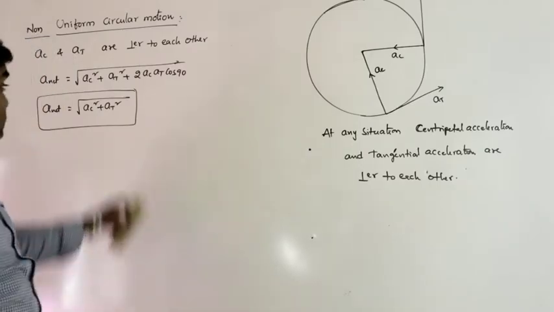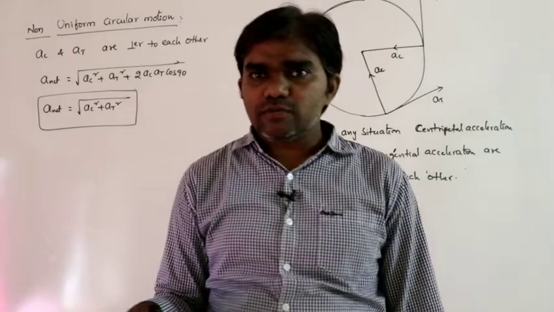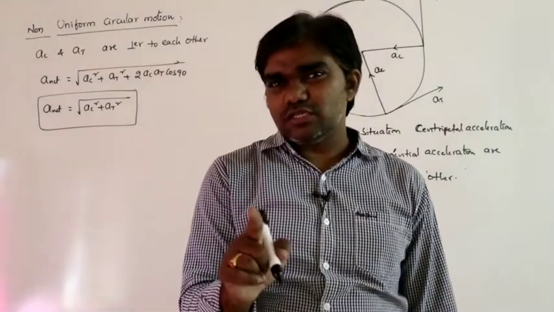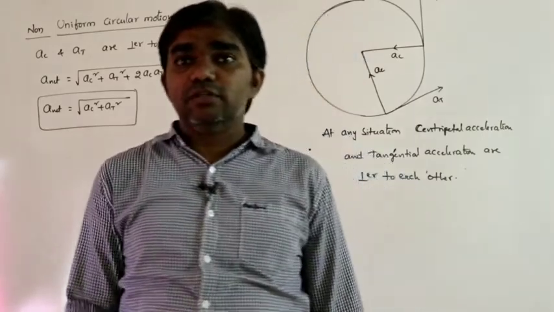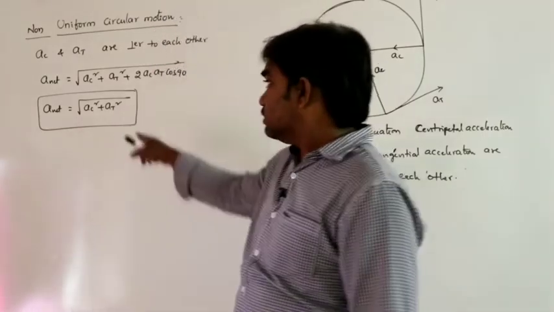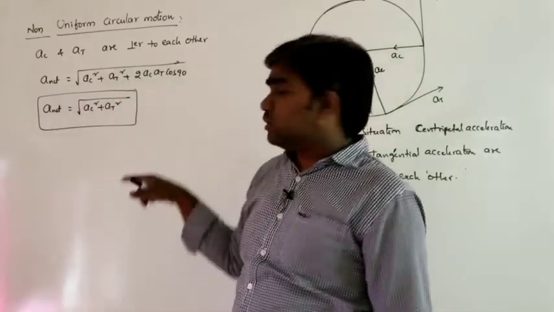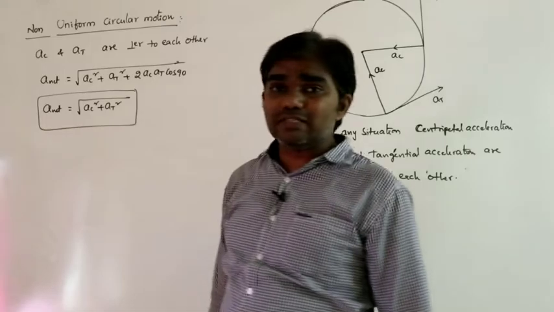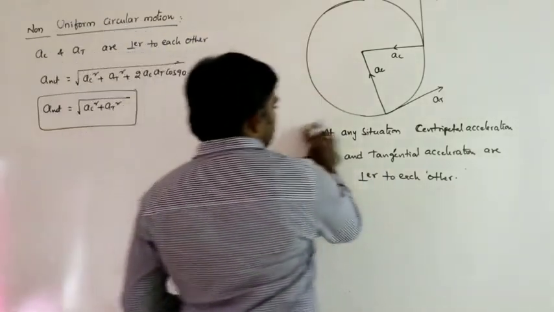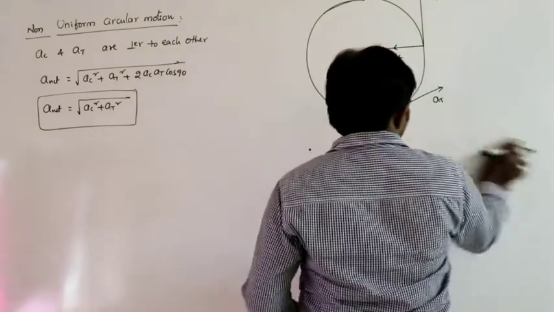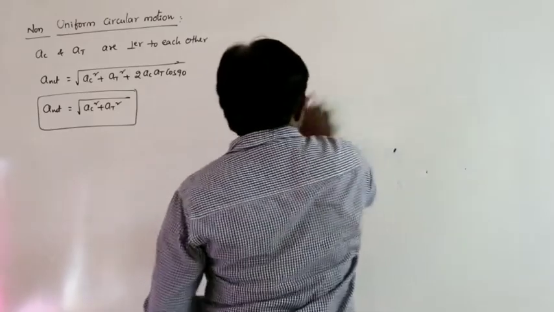This is the net acceleration that exists in a non-uniform circular path. In a uniform circular path, only one acceleration exists, that is centripetal acceleration. But in a non-uniform circular path, two accelerations exist, one tangential and one centripetal. So the net acceleration is the square root of AC square plus AT square. So what is the angle made in this situation, the direction of the net acceleration? See here.